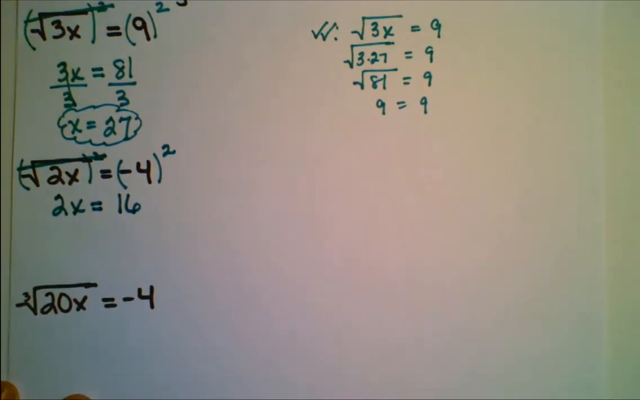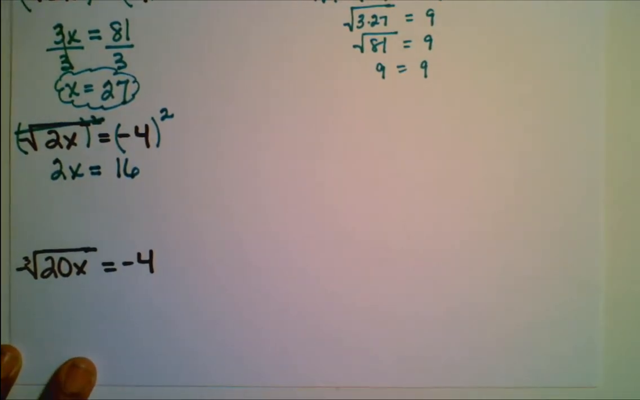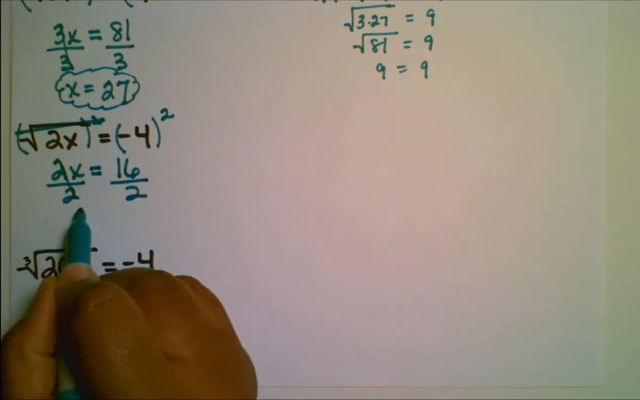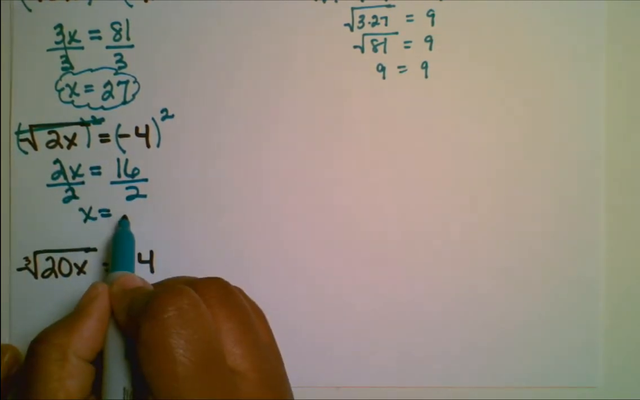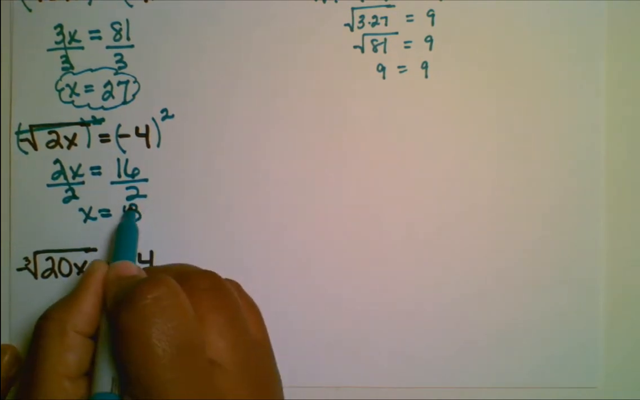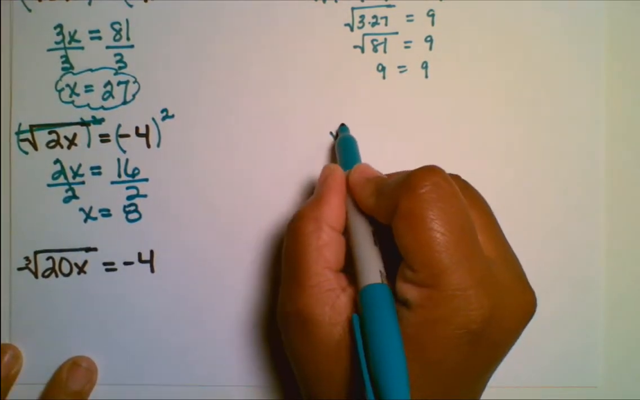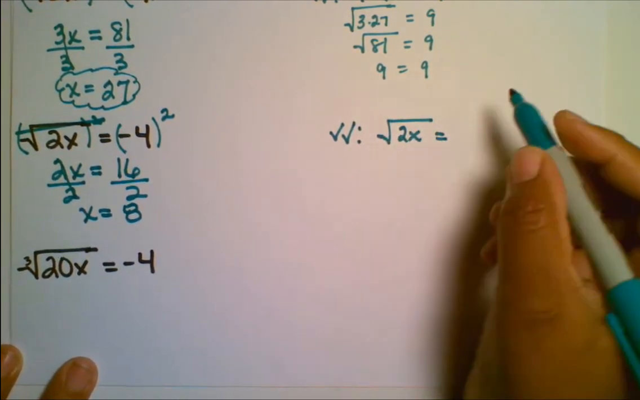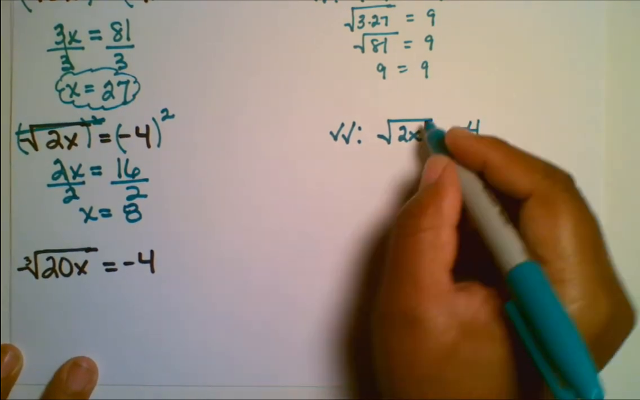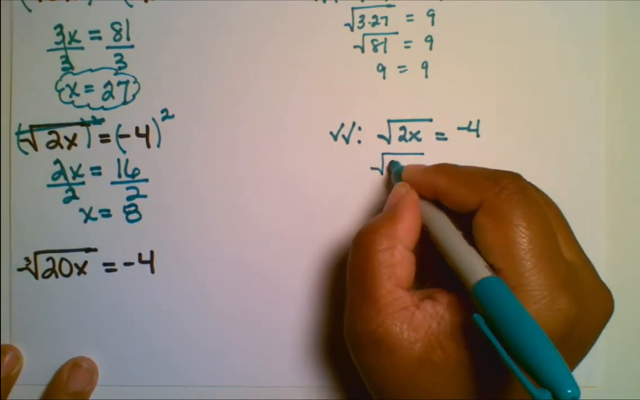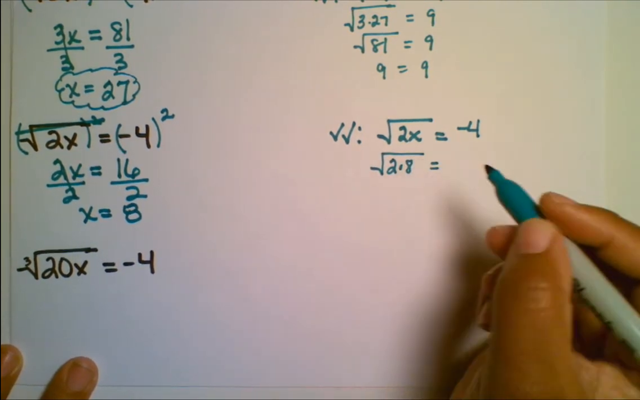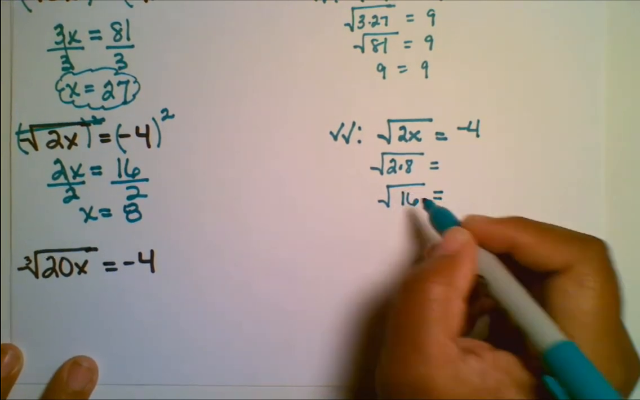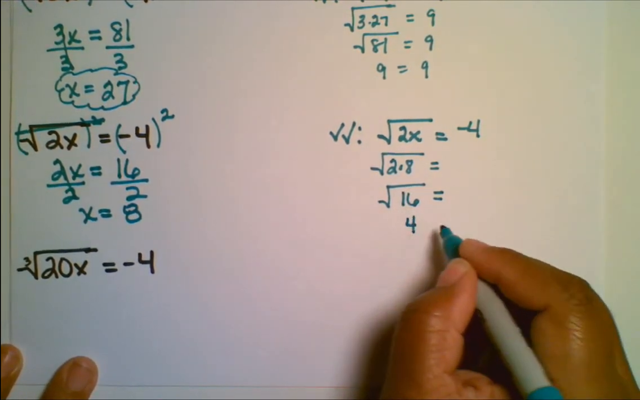We're going to solve for x by dividing by 2. And we have x is equal to, what would that give us? 8. Now check your work. We're going to go back to the original equation and substitute 8 in for x. So we have here the square root of 2 times 8 under the radical sign. Multiply 2 and 8, we have 16. Take the square root of 16, which is 4.